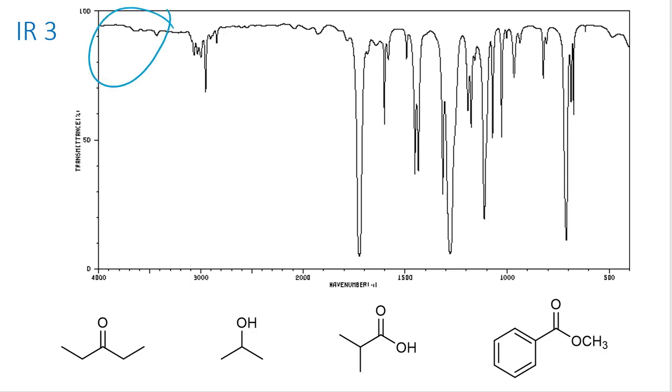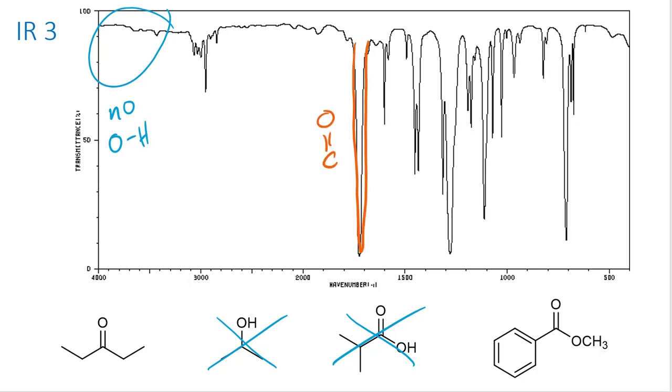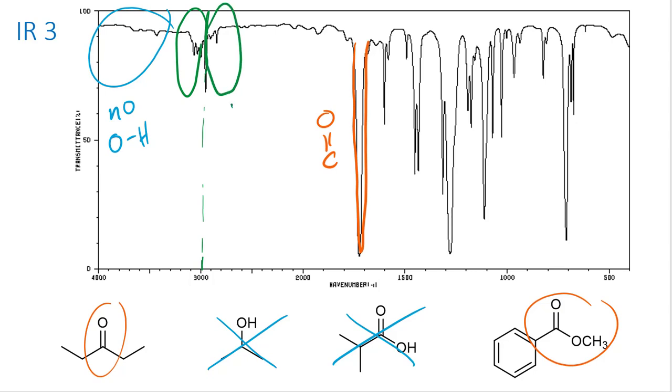We'll note again the absence of an OH group, so we are not looking at our alcohol or our carboxylic acid. We do have a nice strong carbonyl absorbance, so that makes sense for either the ketone or the ester. And now if we look at our absorbance on either side of 3000, notice that we do have structural features both to the right, which is going to be our sp3 carbon-hydrogen bonds, and to the left, which is going to be our sp2 carbon-hydrogen bonds.